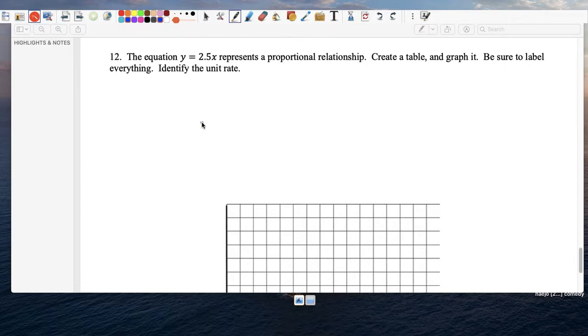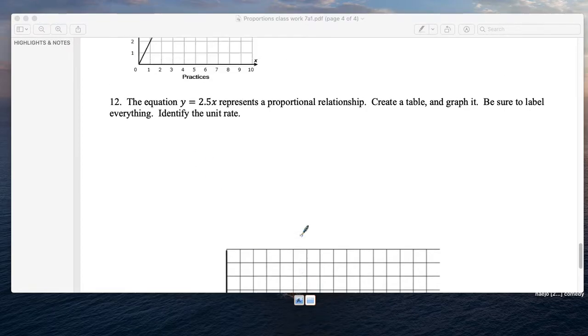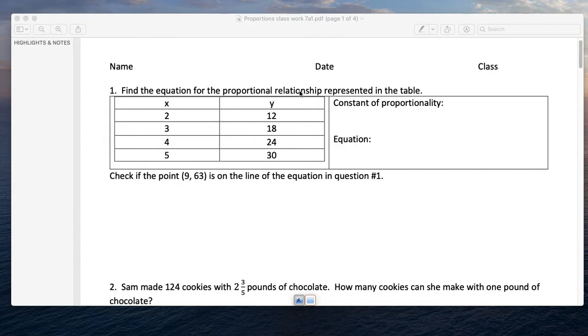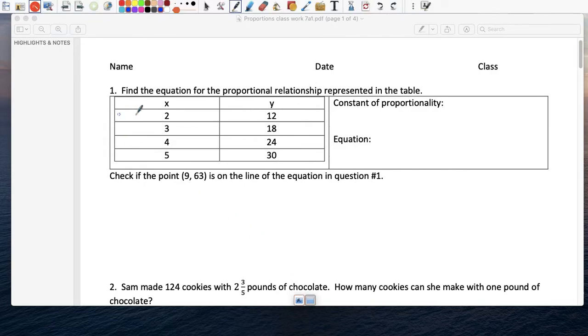We did most of this in class. Quite a few of it in class. You guys can just double check your answer. So the constant of proportionality, we can pick any of the values. We can pick 2 and 12, or 3 and 18, or 4 and 24, or 5 and 30. So let's pick 2 and 12.